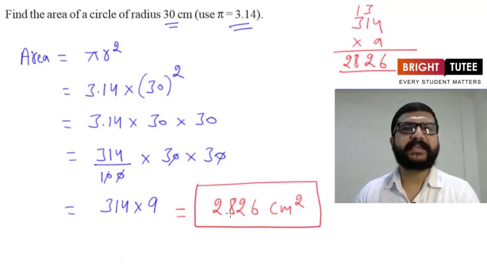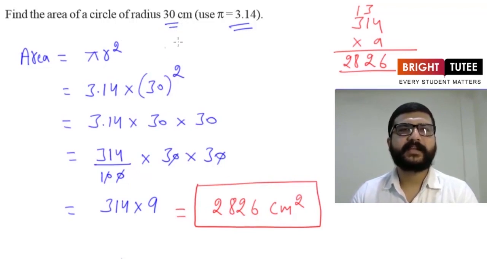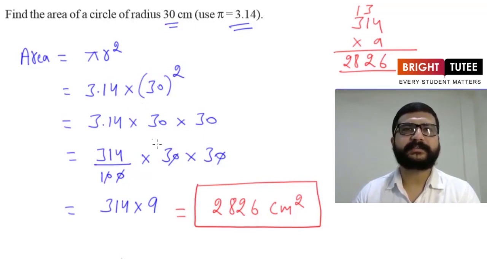So this is the area of the circle whose radius is 30 centimeters. So this is how we can find the area of a circle. Now let us see one more example on this.